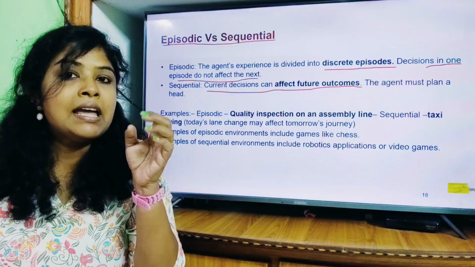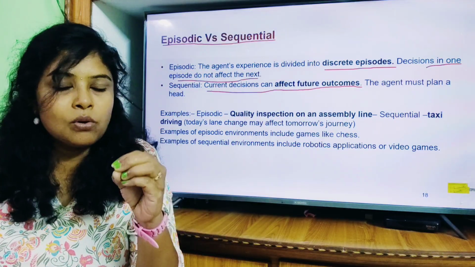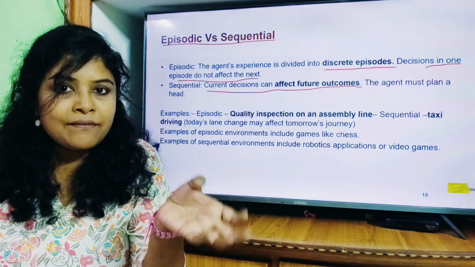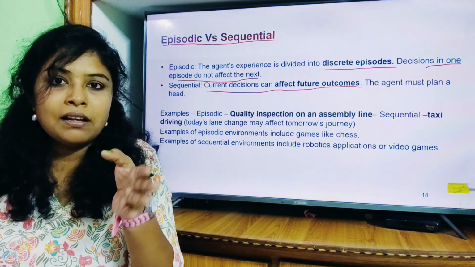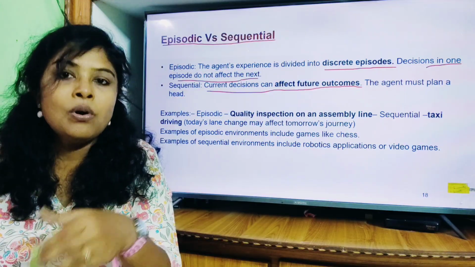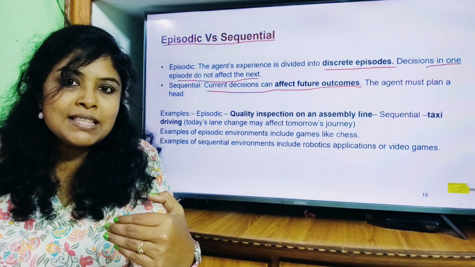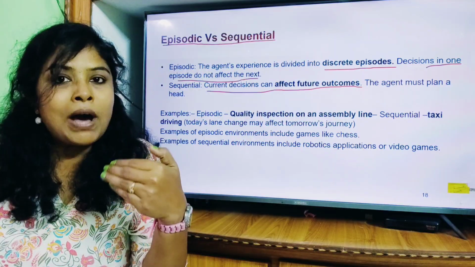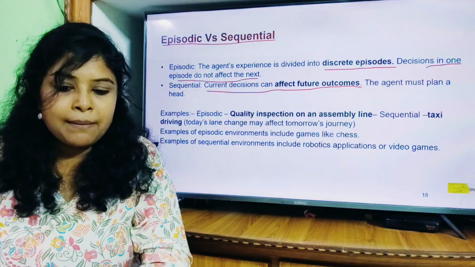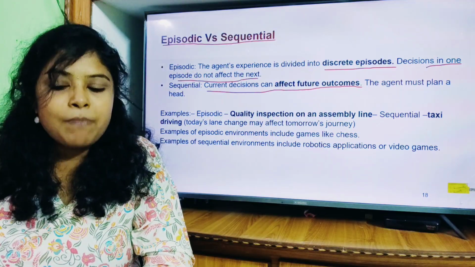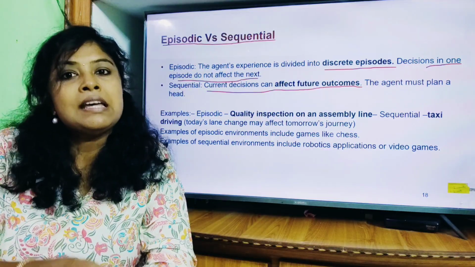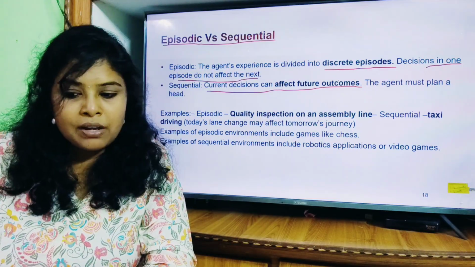Episodic means one episode is totally independent of the other. So in an episodic environment, one particular step is not going to affect the other. But in a sequential scenario, sequence itself means what? One after another. So one particular step will affect the next step. Okay. Let us take the example of a quality inspection on an assembly line. The quality of one particular component is not going to affect the quality of another one.